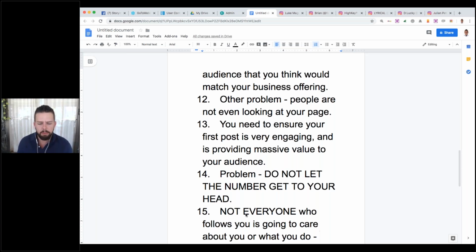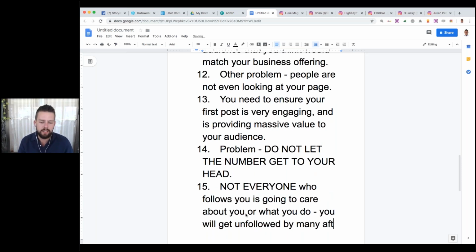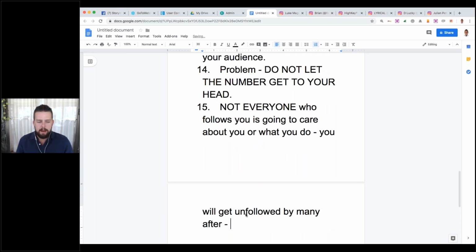But either way, people are going to unfollow you after these promotions, but don't let that bother you, because it just means you will get unfollowed by many after, but that is fine. It doesn't matter if those people don't want to follow you. It's a good thing if someone that doesn't really care about what it is you're posting does unfollow you, because it'll mean that your content will then be shared to more people who do, right?